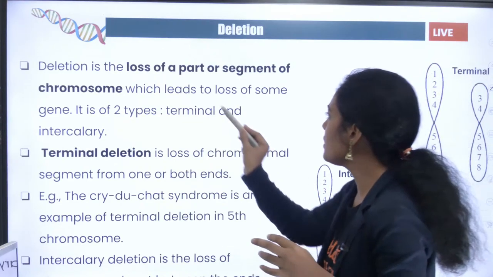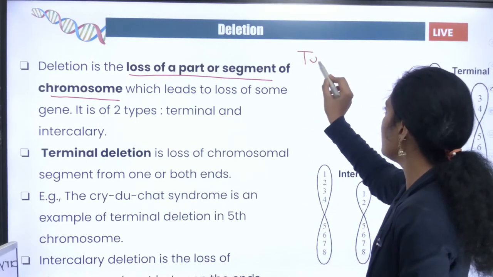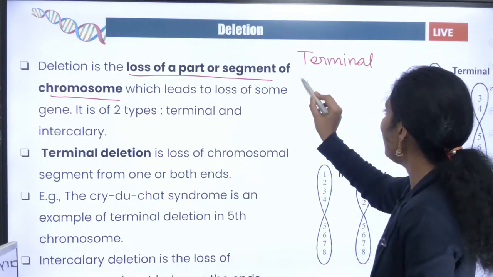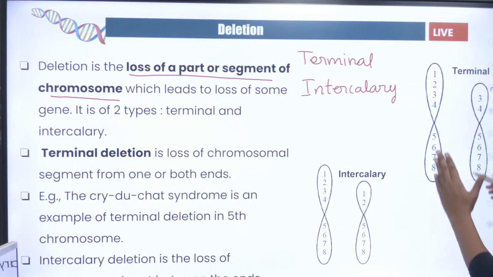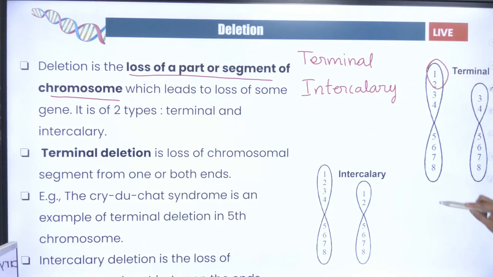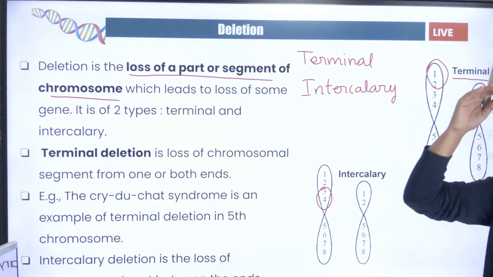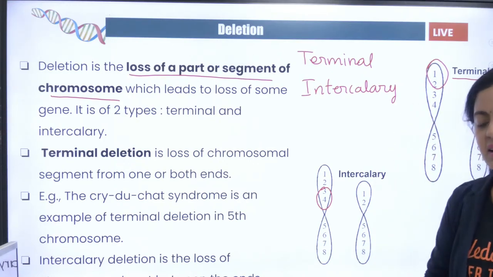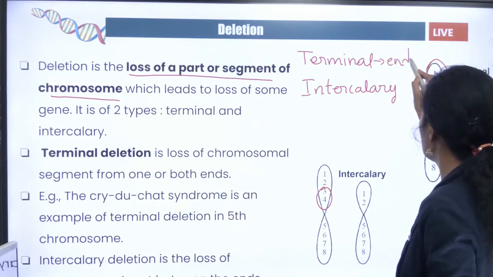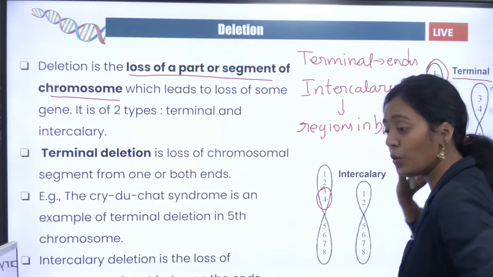We shall continue. The first thing is deletion. What is deletion? Loss of a part or a segment of a chromosome. That is what we call deletion. Deletion is of two types: terminal deletion and intercalary deletion. Terminal is very simple. Imagine this is your chromosome. The ends of the chromosome are deleted, which we call terminal deletion, like your telomere. Intercalary is in between. It's not the terminal ends; a segment in between is deleted. That is what we call intercalary. Any doubts? Terminal means ends, intercalary means regions in between. One word is enough. If you have your notebook, you can make a note of it.